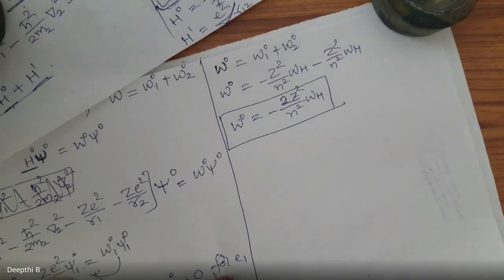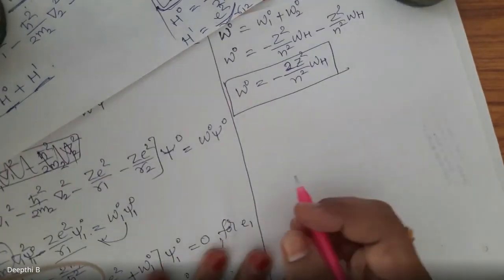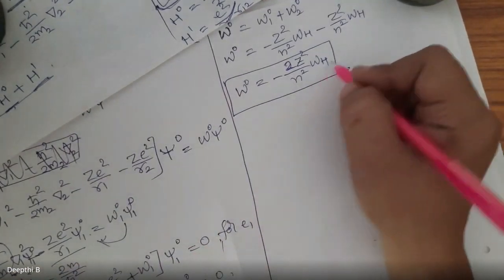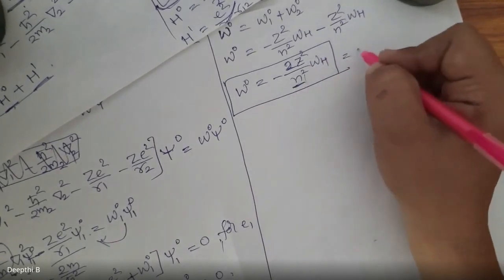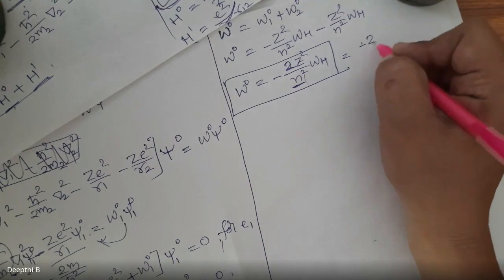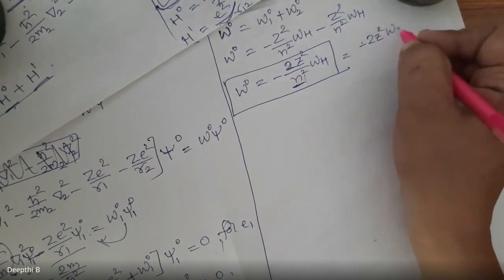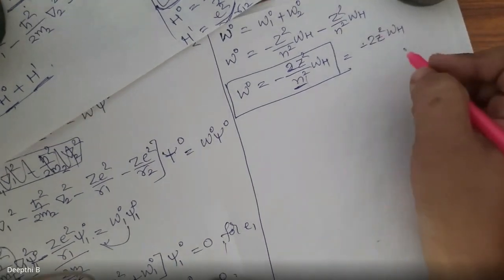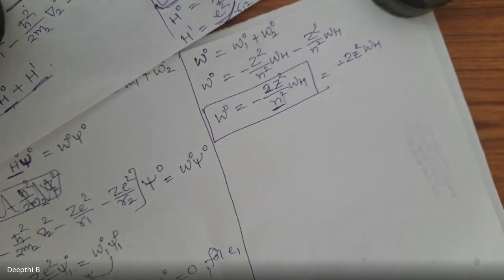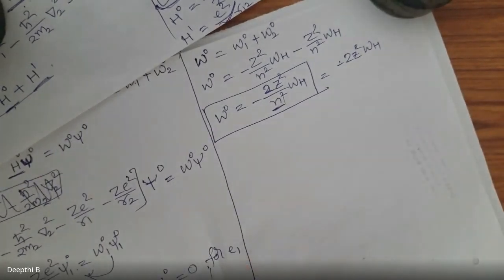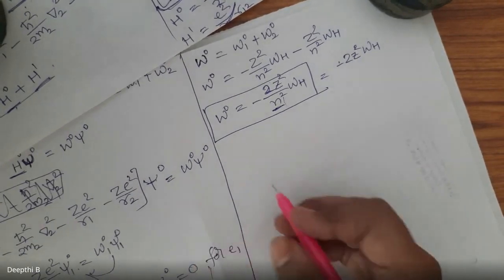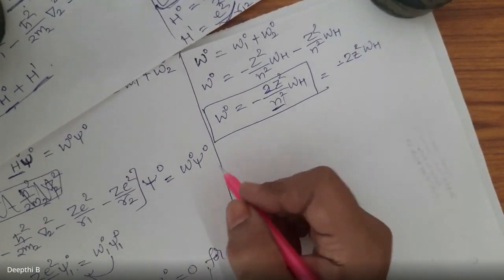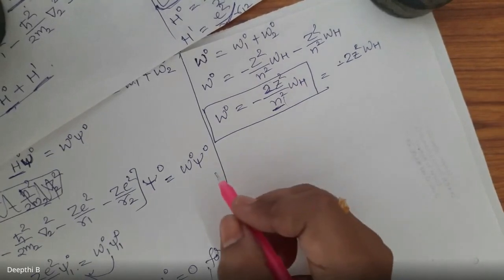Now we want W prime. Okay, students, it is for the ground state, no? So we can put n is equal to 1 also. At that time we get minus 2 Z square WH also. Now it's a very important term, which is the perturbation term. Which perturbation? First order perturbation, because of H prime, no? So first order perturbation we will calculate.